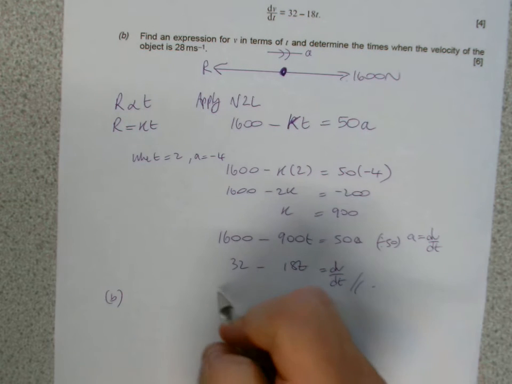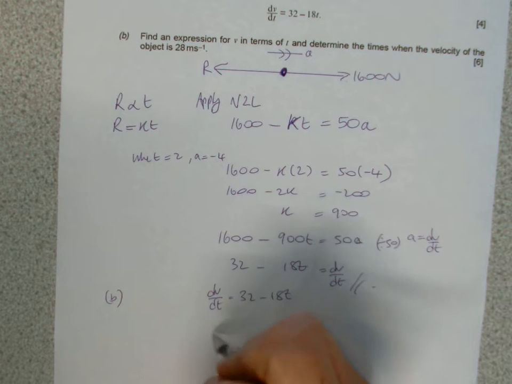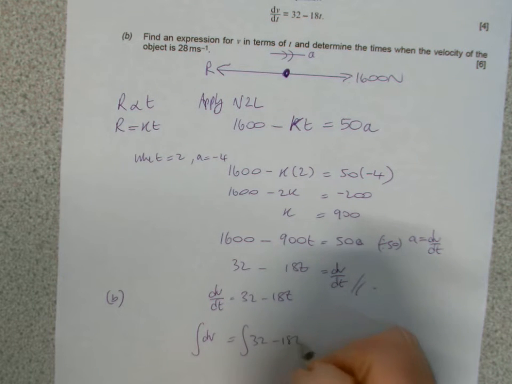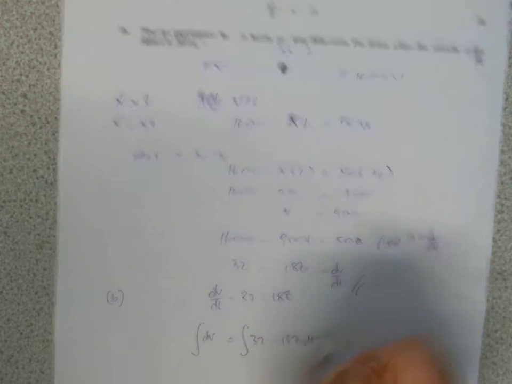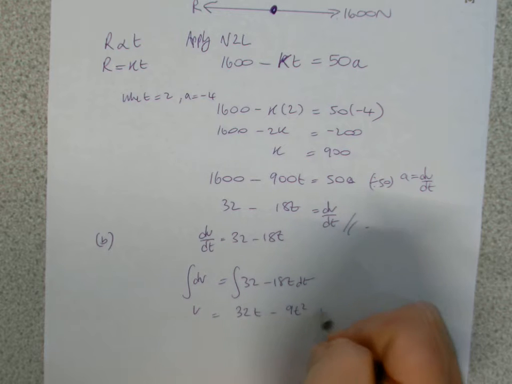Part B says find an expression for v in terms of t. Now, of course, we've got acceleration here, so to get v we need to integrate. So we separate the variables. This becomes v, this becomes 32t, that becomes 9t squared plus a constant.